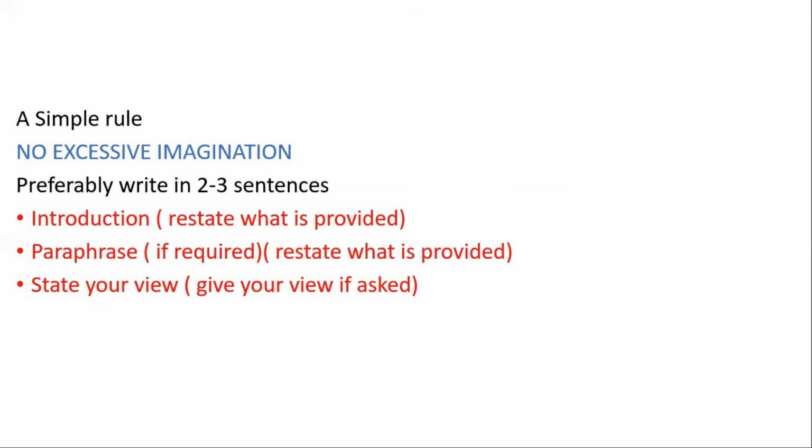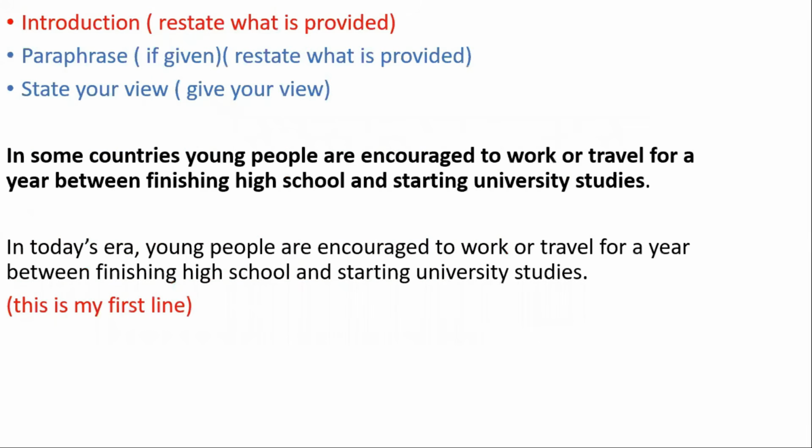Very simple, but Nakul, I did not understand it. Let's say the introduction, the first line we'll talk about. In some countries, young people are encouraged to work or travel for a year between finishing high school and starting university. You can just add a few things at the beginning. In today's world, in today's era, young people are encouraged to work or travel for a year between finishing high school and starting university. Well, this is my first line. You may argue that there are a lot of words repeated. We're going to tackle each and everything in just a while. This is just to help you understand where you may go wrong.